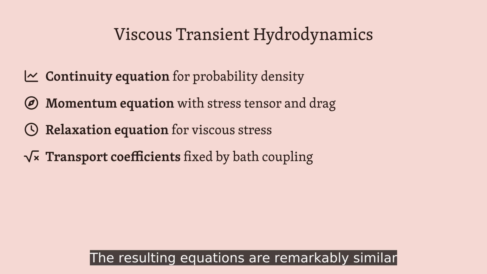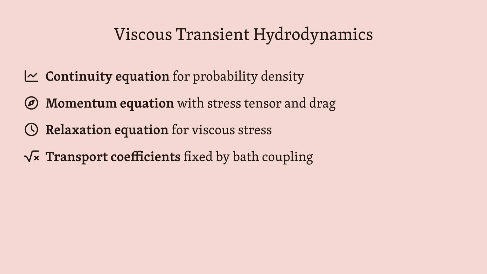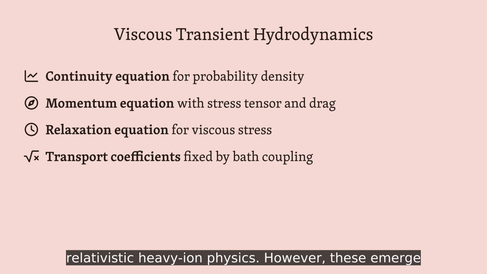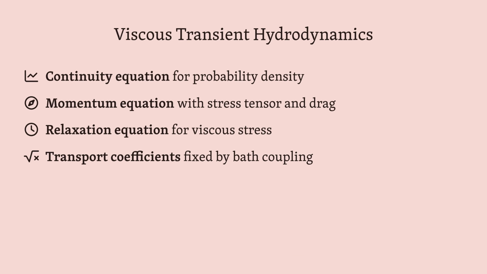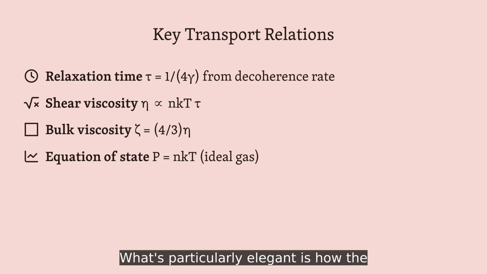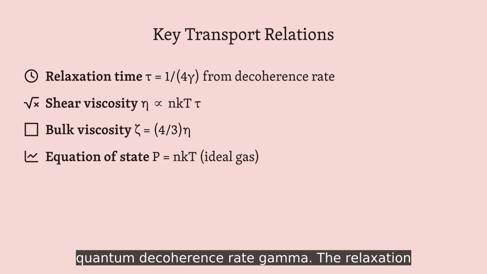The resulting equations are remarkably similar to Israel-Stewart transient hydrodynamics used in relativistic heavy ion physics. However, these emerge from pure quantum decoherence rather than particle collisions, with transport coefficients directly determined by the environmental coupling strength. What's particularly elegant is how the transport coefficients emerge directly from the quantum decoherence rate gamma.